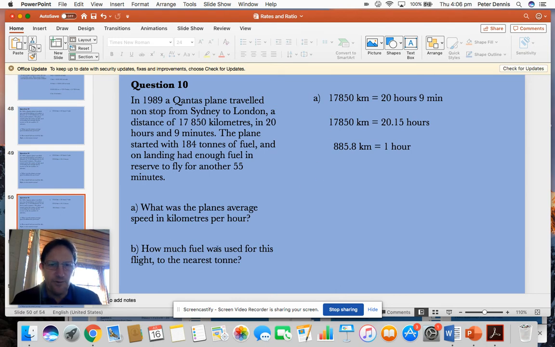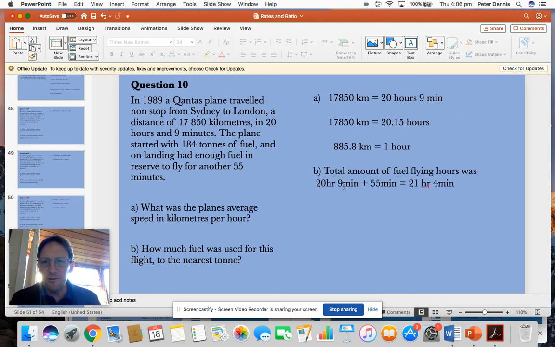This next one, how much fuel was used for this flight to the nearest ton? So we know that there was 55 minutes of fuel left, and it used 20 hours and 9 minutes worth of fuel. So that's the first thing we're going to do. The total amount of fuel flying hours was the 20 hours and 9 minutes plus the 55 minutes. So really, it had enough fuel for 21 hours and 4 minutes.